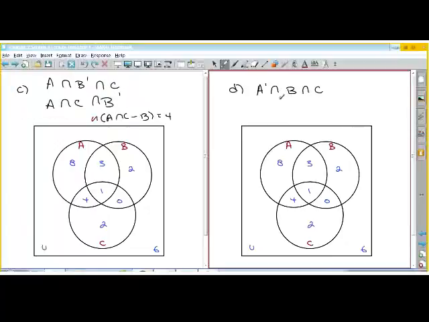And so the last one is, even though this is in a different order, if we rearrange this, B intersect C intersect A prime, it's the one we haven't done yet.